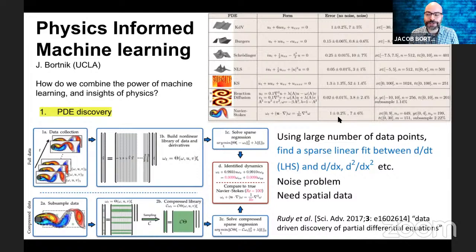Okay, so with the intros done, let me talk about my first topic here, and it's highlighted in yellow. It's called PDE discovery. We know that most systems in nature can be described by a set of partial differential equations. In other words, relating spatial derivatives to temporal derivatives of some quantity to tell you how that system varies over time. Now, what can machine learning do for us in this area?